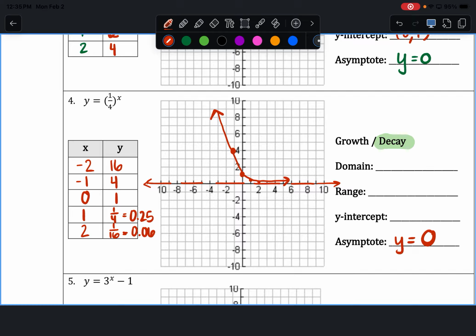Now, domain. Does this ever stop going left? No. Does it ever stop going right? So what is our domain? -infinity to +infinity. Now, our range. What's the lowest y value? What's the biggest? And then everything will get a parentheses. What is the point of our y-intercept? 0, 1. There we go.